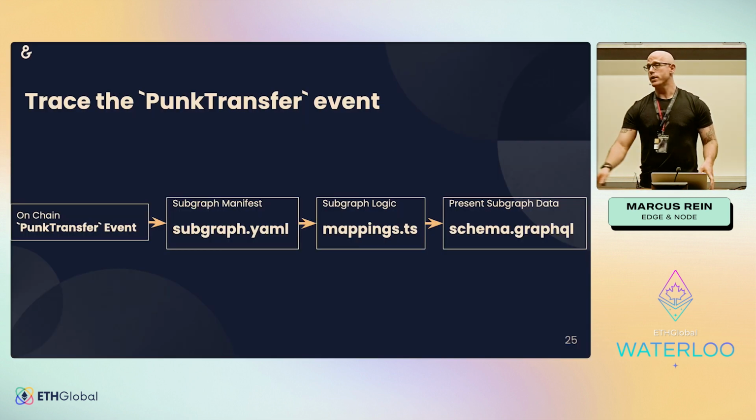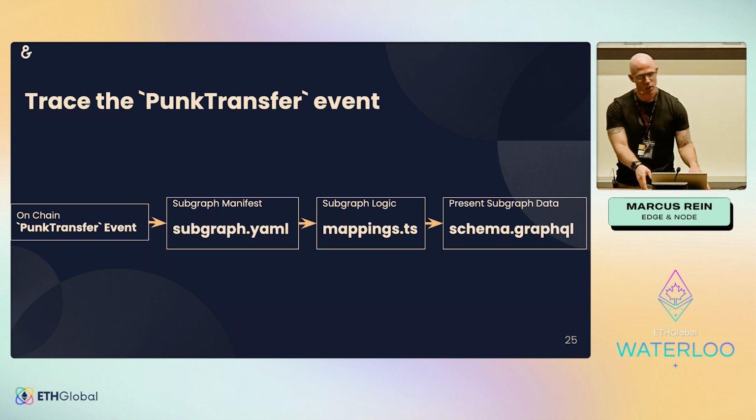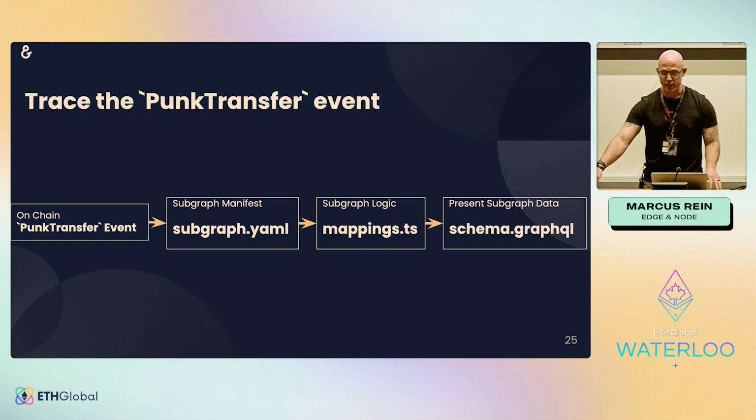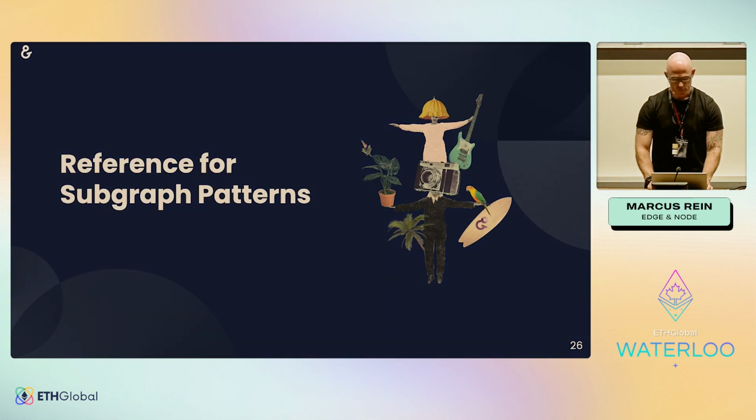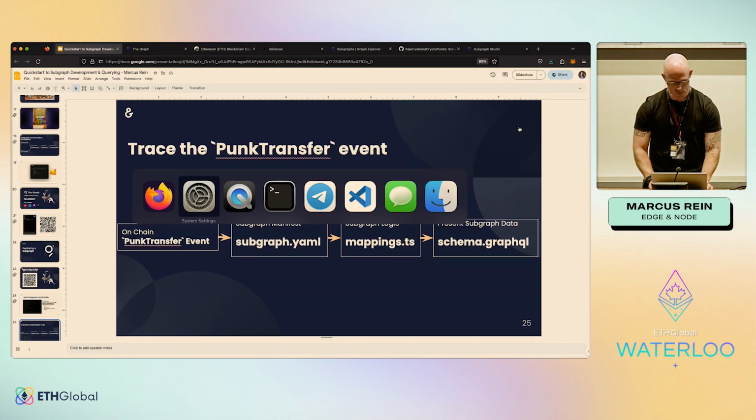And what we're going to do in this deployment is we're going to deploy the subgraph, and then we're going to trace the punk transfer event, because subgraphs are optimized to look at events. We're going to look at this punk transfer event, and we're going to see it on chain. We're then going to see it in the subgraph manifest. We're also going to see it in the logic, and then we're going to actually be able to query that in the schema.graphql. That is the pipeline we're going to follow from beginning to end. Okay, let's go back, and we'll start.